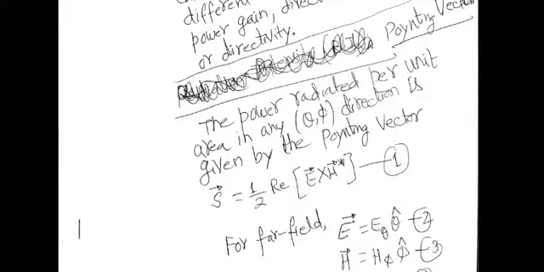The power radiated by an antenna per unit area in any theta phi direction is given by the Poynting vector, right? We know this. The definition is given here again, half Re E cross H complex conjugate. And for far field, E is going to have only an E theta component, H will have only an H phi component. So these are the equations that apply. And we also know that E theta divided by H phi is eta naught, assuming air medium.